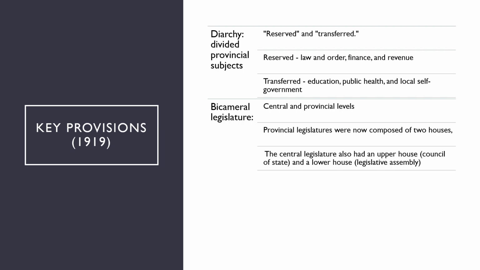The third provision is the expanded electorate. The Act expanded the electorate, allowing a larger section of the population to participate in elections.